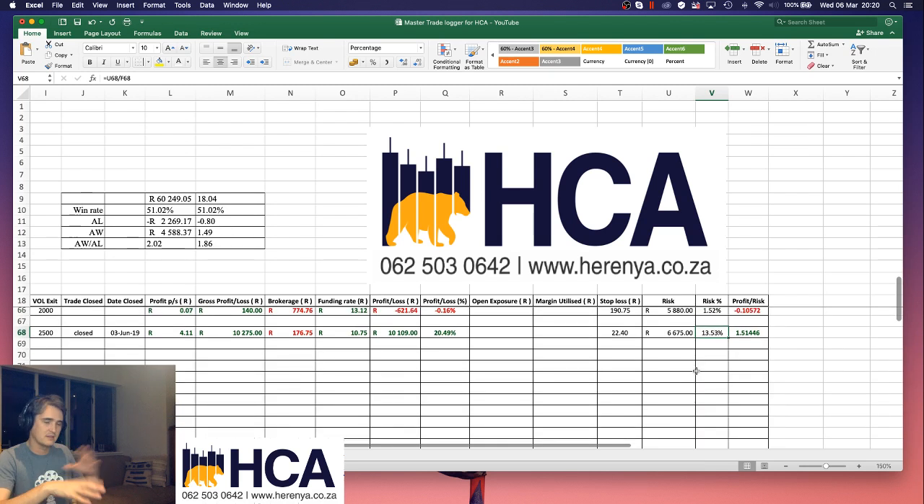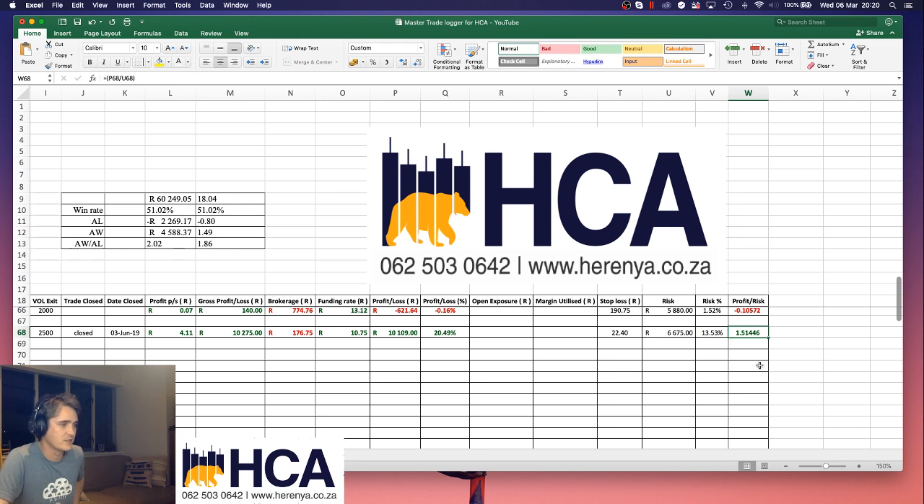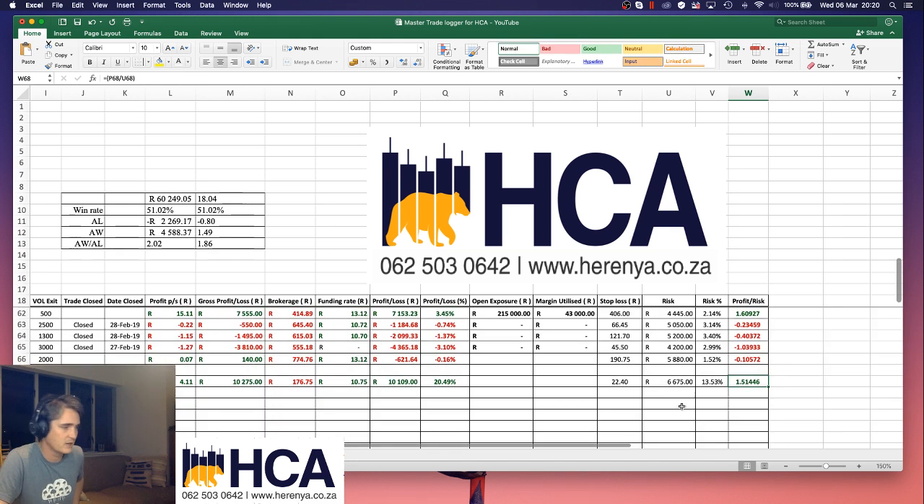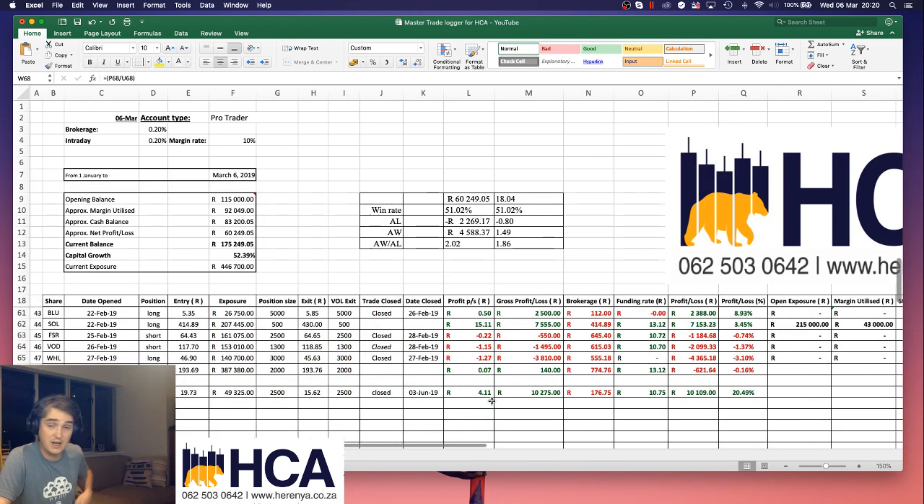We'll get to that. It's not as important. Well, it is very important actually. It's a very important metric to track. And then the profit risk ratio here is 1.5, which is decent. You kind of want that. Now you have to actually allow the trade.